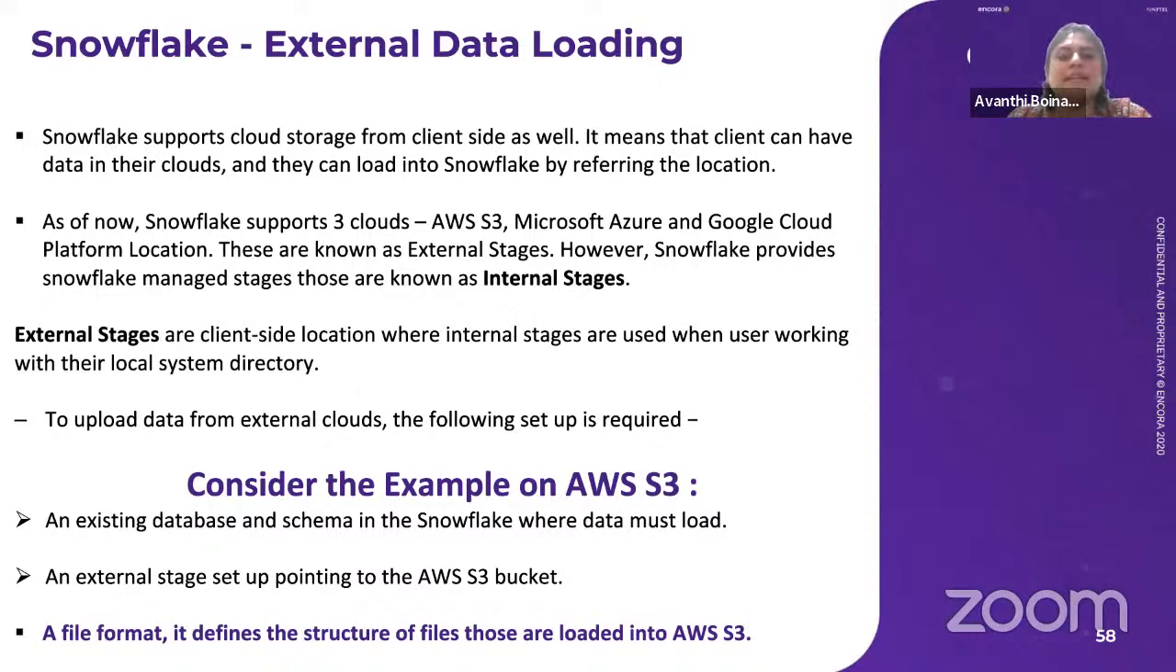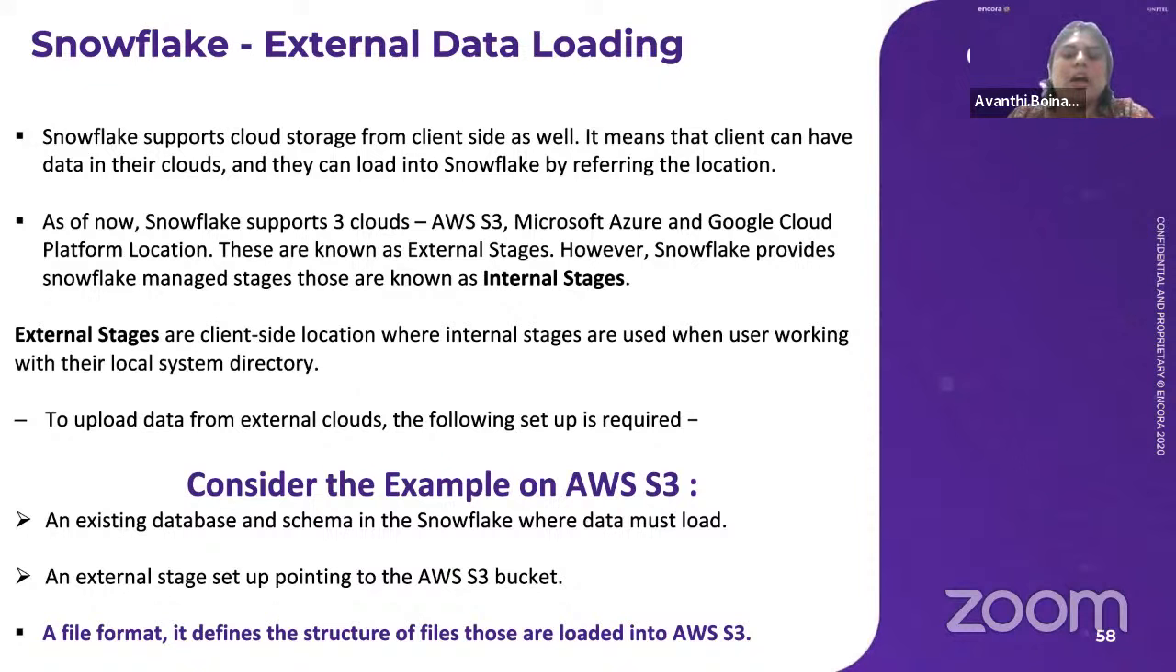It means the client can have the data in their clouds, right? So they can load into Snowflake by referring to the location. As of now, as I told earlier, it supports three clouds: AWS S3, Microsoft Azure, and Google Cloud Platform locations. These are all known as external stages because those are external.